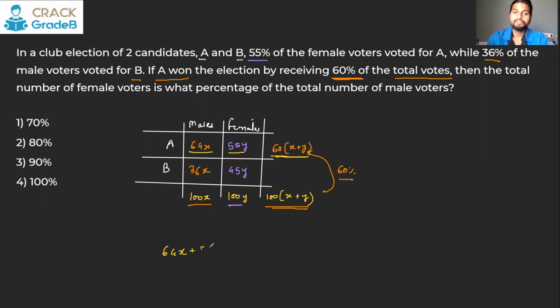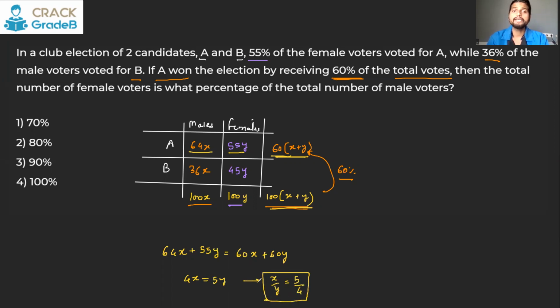64x plus 55y should be equal to 60% of total, that is 60 times x plus y. You can write it as 60x plus 60y. And then it becomes 4x is equal to 5y. That gets us x upon y is equal to 5 upon 4.